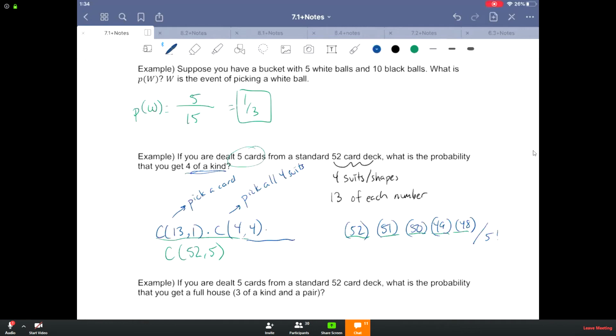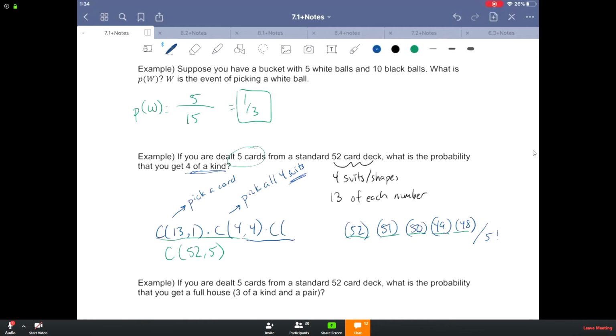So the shape, Karima, remember we want all 4 shapes. That's this right here, right? So we picked the shapes. Yeah, Willie, you need the last card, right? You've only picked 4 cards. You need the last card. Right? So how do I pick the last card?